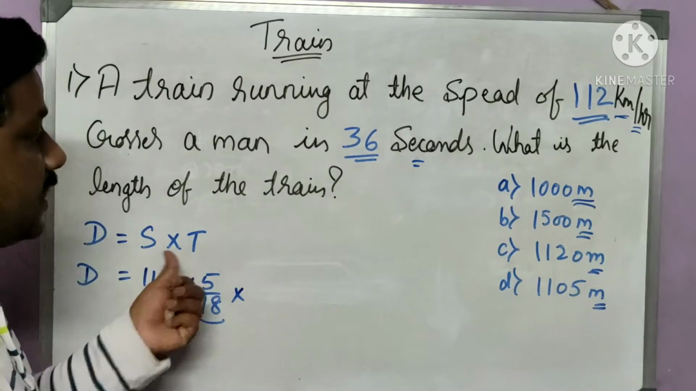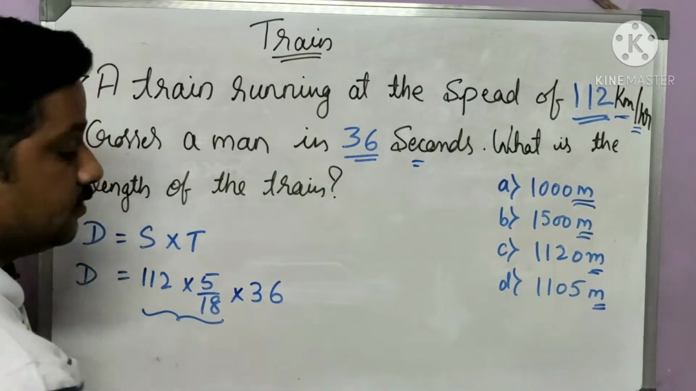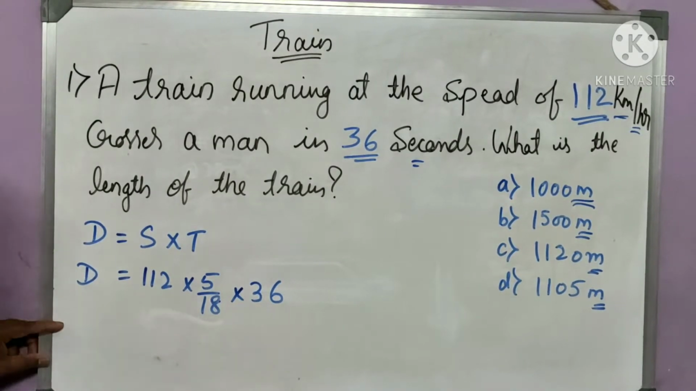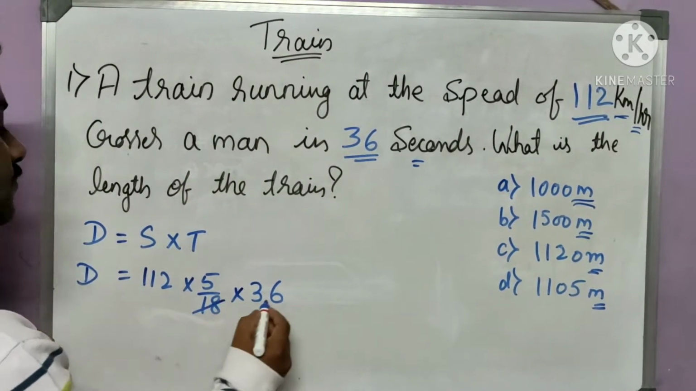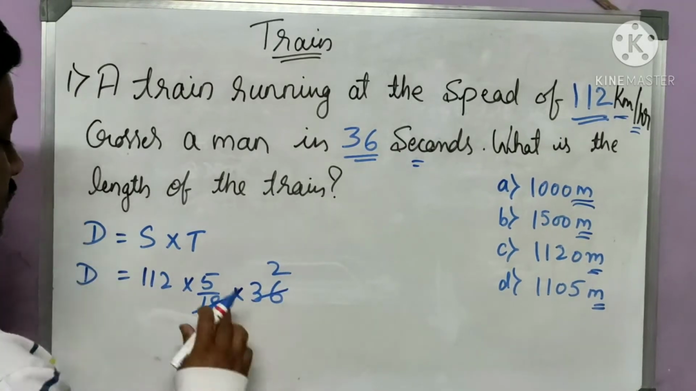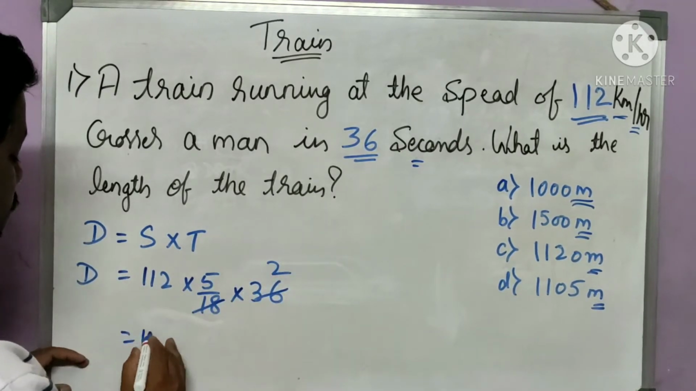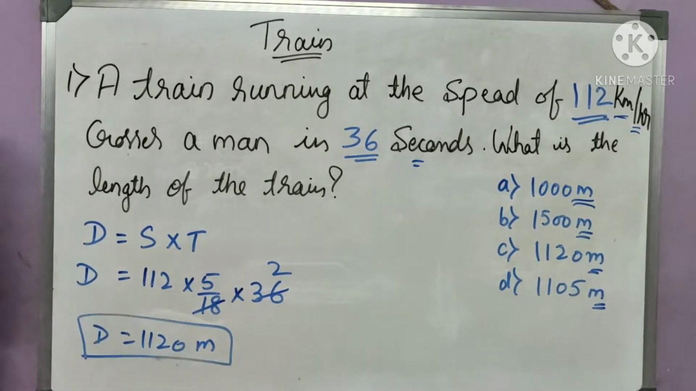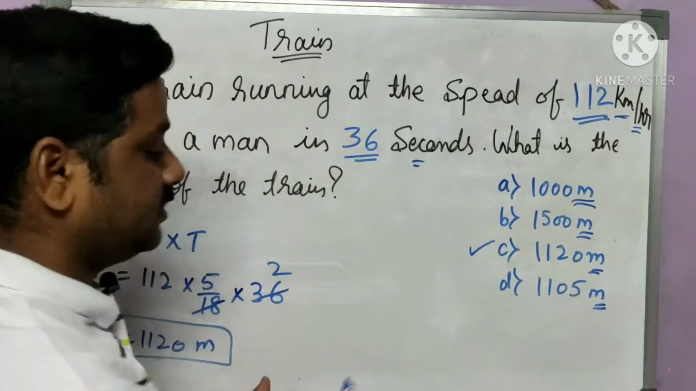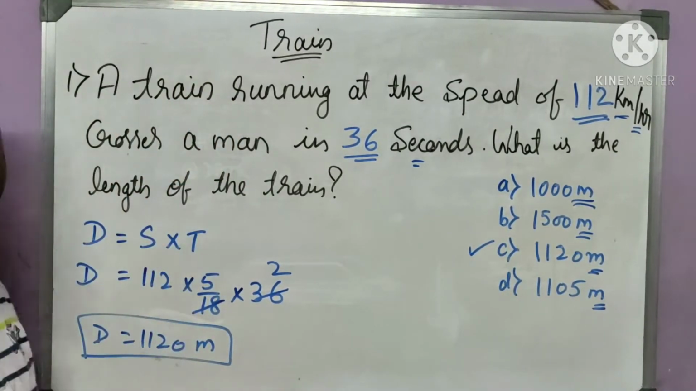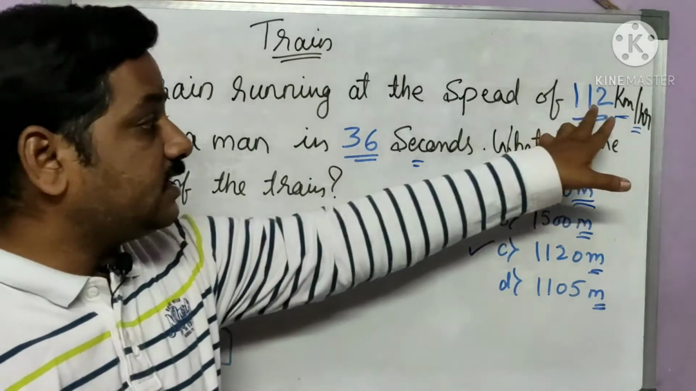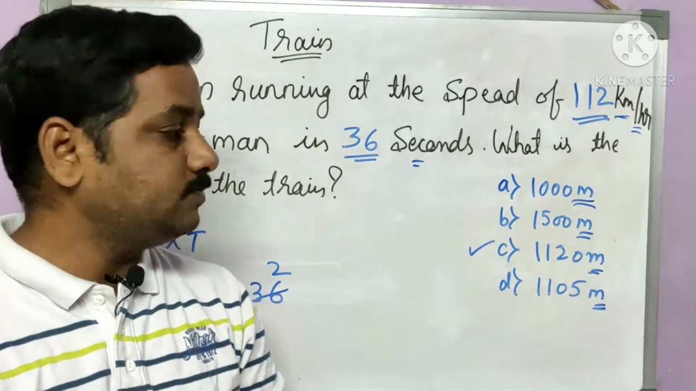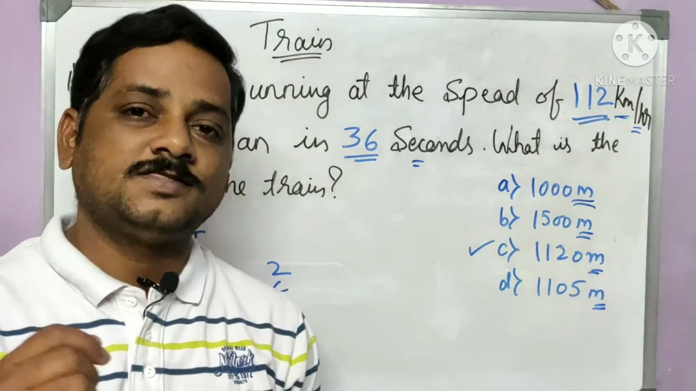Time is 36. By simplifying this, we get the distance. 18 ones are 18, 18 twos are 36, 5 twos are 10, and 10 into 112 is 1120 meters. That is the simplest answer, so the answer will be option C. That is the simplest way of getting the answer. If you directly substitute 112 into 36, then you will be wrong. I hope this is clear. Now let's move on to the second question.